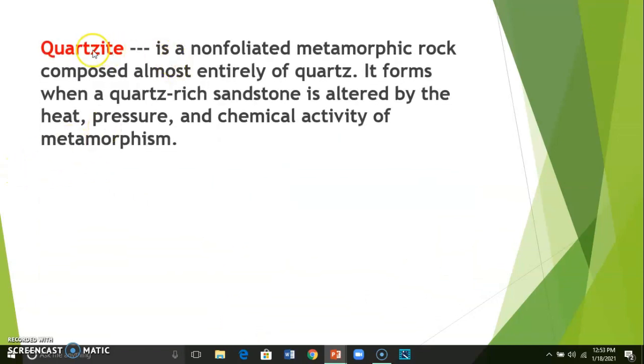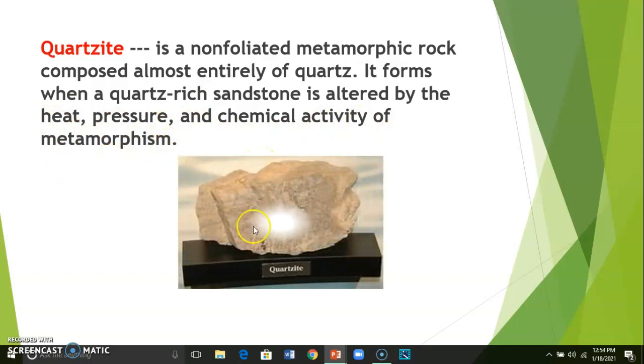Then we have the quartzite. Okay, we will read it together, please. Quartzite is a non-foliated metamorphic rock composed almost entirely of quartz. It forms when a quartz-rich sandstone is altered by the heat, pressure, and chemical activity of metamorphism. Okay, this is a quartzite.